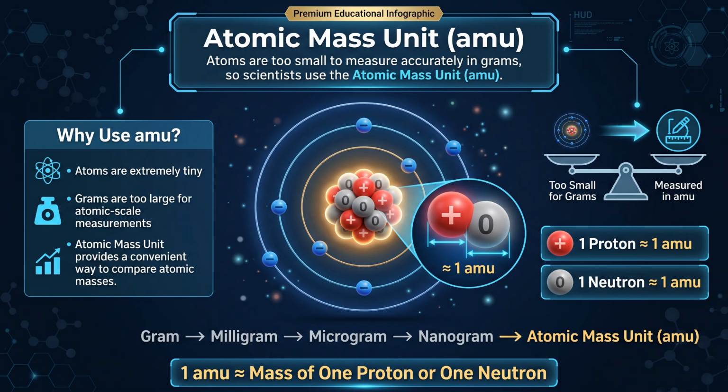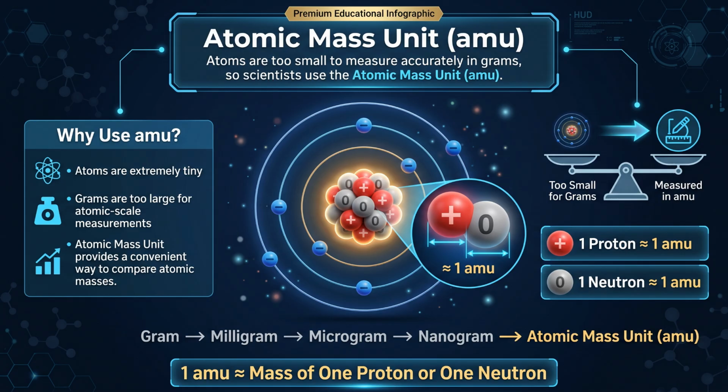Another important fact is that the atomic mass unit provides a bridge between the microscopic world of atoms and the macroscopic world we observe every day. Although individual atoms are far too small to weigh on an ordinary balance, using atomic mass units allows scientists to compare them accurately and predict how enormous numbers of atoms behave during chemical reactions.